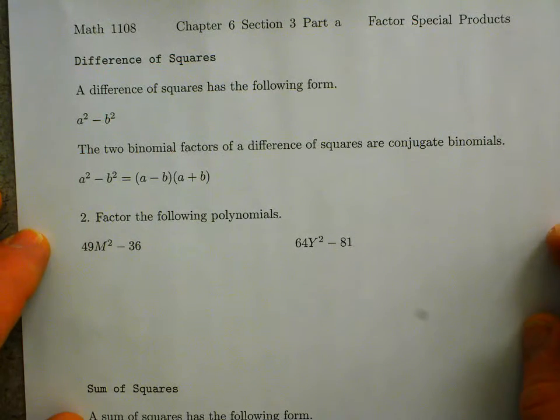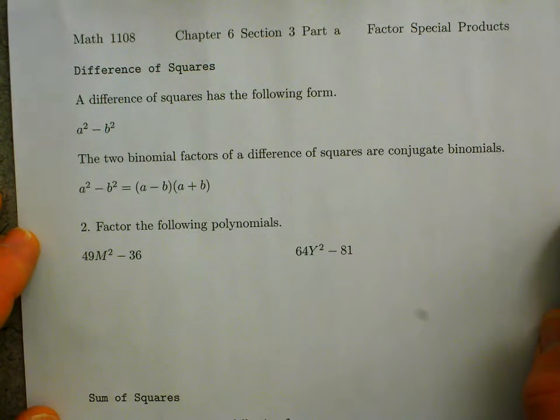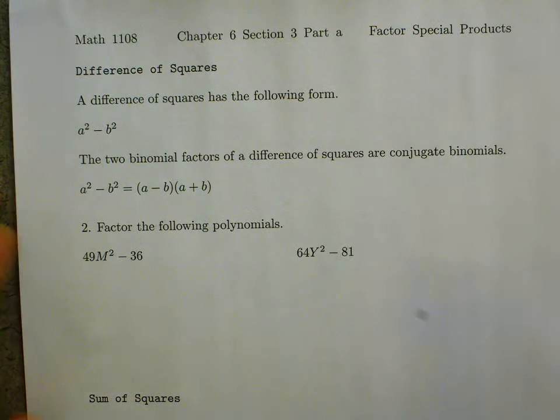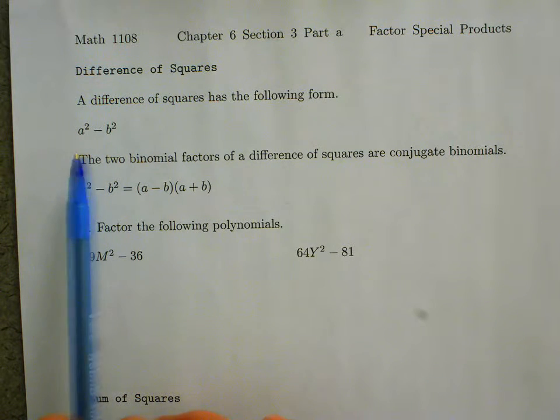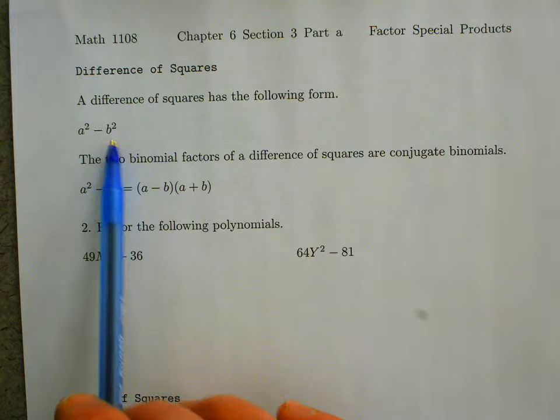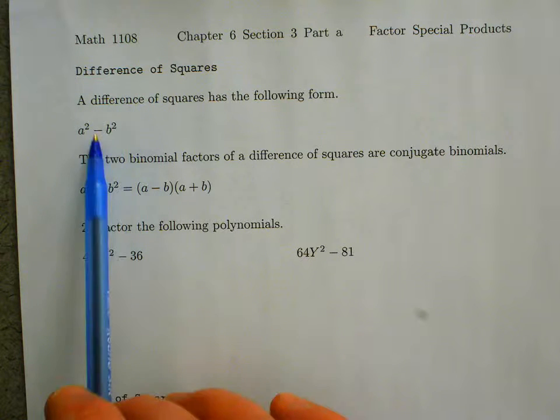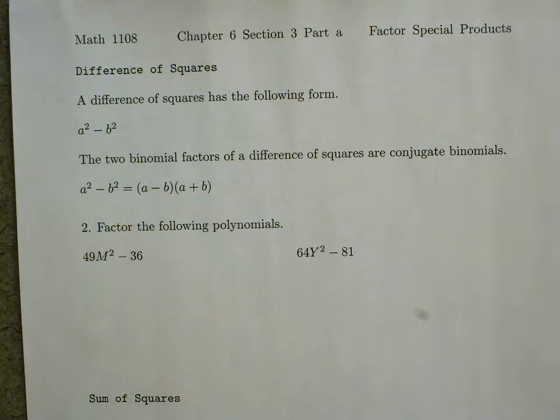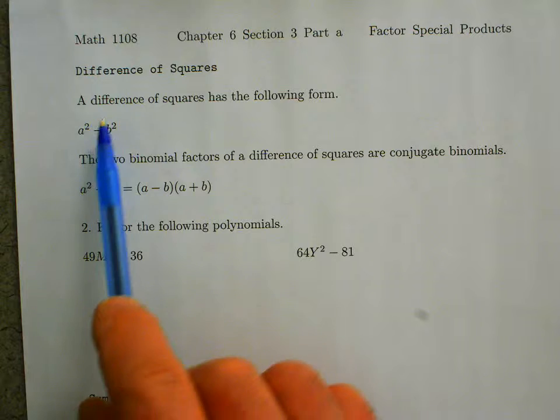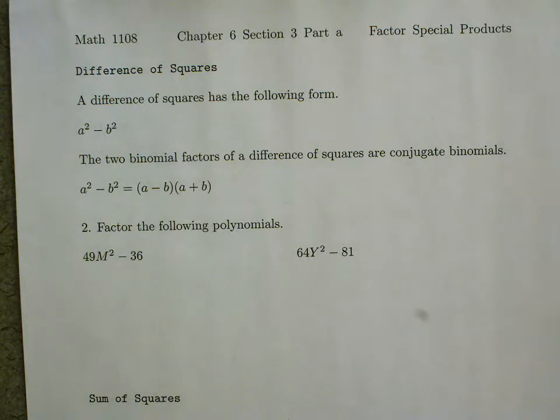A difference of squares. A difference of squares has the following form: a to the second minus b to the second. So the word difference refers to the subtraction. So a difference of squares is just a shorthand way to describe that you are subtracting one thing squared from another thing squared.